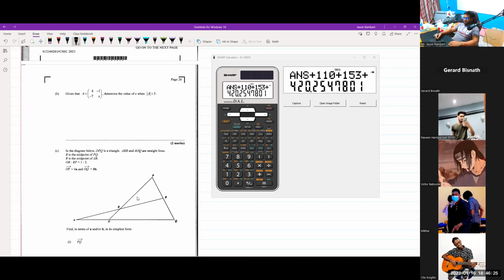Easy, determinant. 4x minus 7 is 5. 4x is 12, and x is 3.